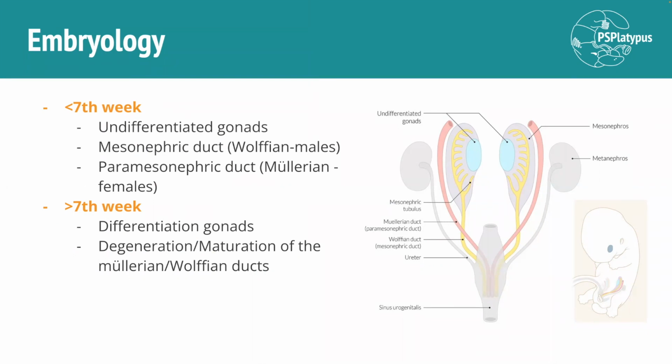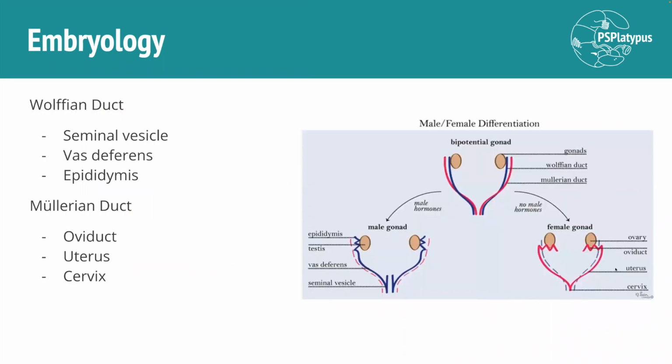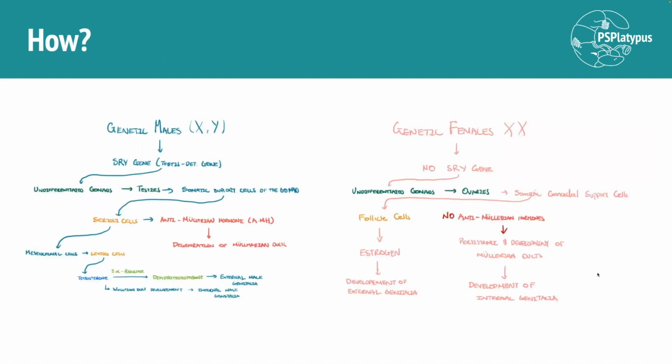And therefore, there must be a degeneration or maturation of either the Mullerian or Wolffian ducts in this process. What exactly do these ducts form? Well, the Wolffian ducts form our seminal vesicles, our vas deferens, and epididymis, whilst our Mullerian ducts form our oviducts, our uterus, and cervix.